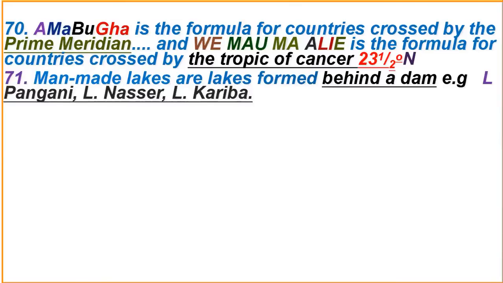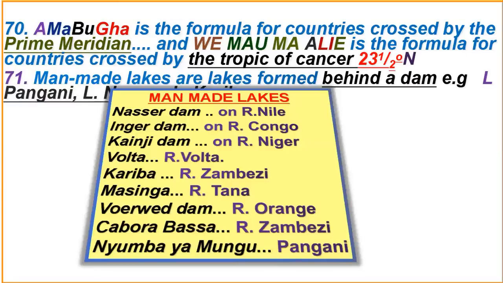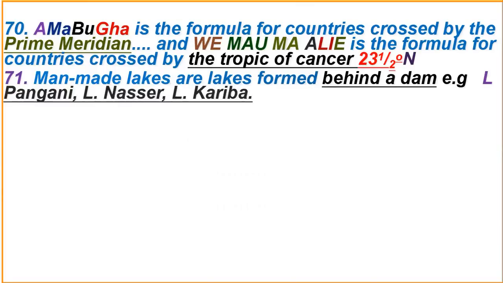Man-made lakes, let's sing again. Nasser dam, River Nile; Inga dam, River Congo; Kainji dam, River Niger; Volta, River Volta; Kariba, River Zambezi; Masinga, River Tana; Vaal dam, River Orange; Cahora Bassa, River Zambezi; Nyumba ya Mungu, Pangani; are the man-made lakes in Africa.